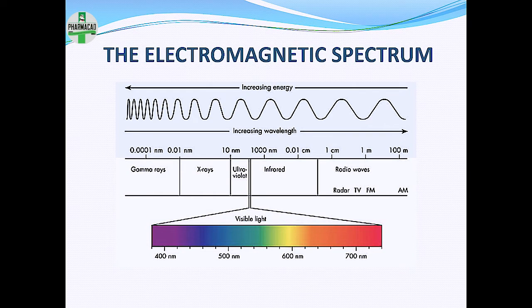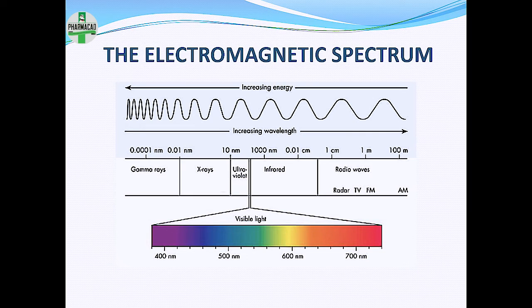So the electromagnetic spectrum of radiation consists of the following. We have the gamma ray region, then the X-ray region, the ultraviolet region, the visible light region, and then the infrared region and the radio waves region. The region of interest in today's chapter is the infrared region. So we need to know about the infrared electromagnetic spectrum.